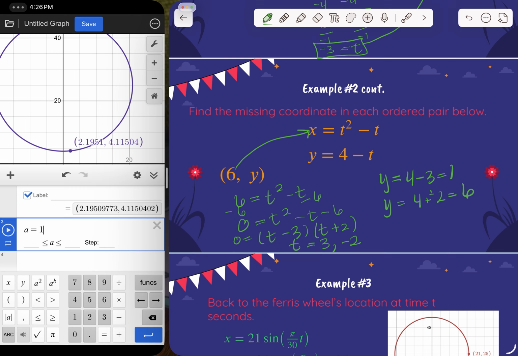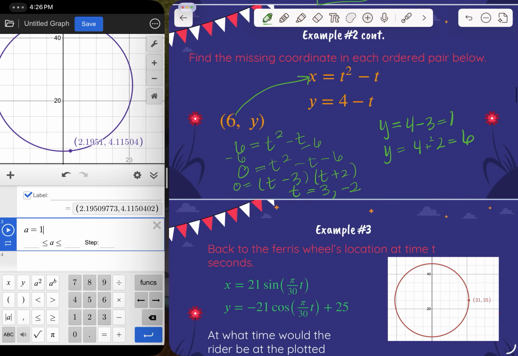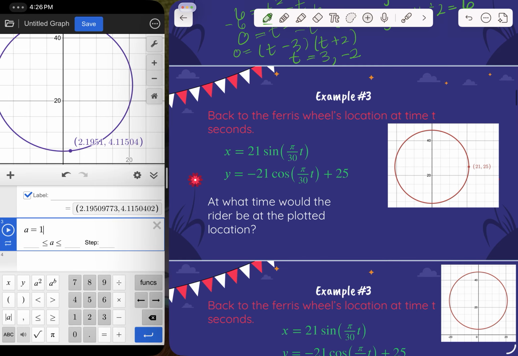Oftentimes, if this is a real world situation, we would say time can't be negative. I don't have any context to this, so it's hard to enforce that. We're back to the Ferris wheel from yesterday.